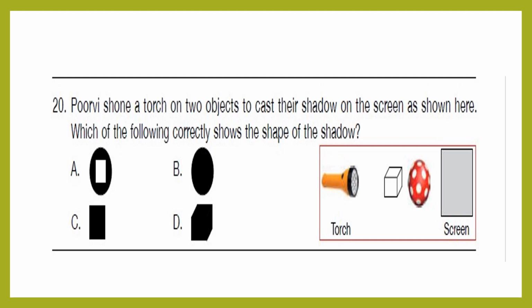Question number 20. Purvi shone a torch on two objects to cast their shadow on the screen as shown here. Which of the following correctly shows the shape of the shadow? This is the torch, here is a ball, and this is a small cube in front of the ball. So the answer is option B.